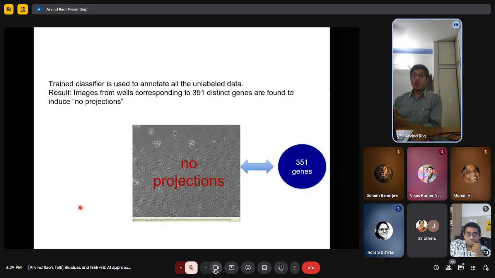Now, if you are talking to a clinician, this number is huge. Expecting them to follow up each of these 351 genes in a lab is next to impossible, right? Biologically speaking, doing experiments at this level is really hard. So the first thing he told me was, can you give me a smaller set of genes to work with? It's too much for me to work with. So can you reduce this?